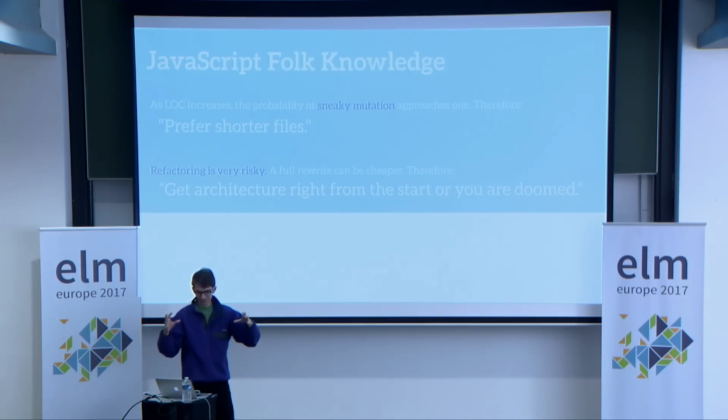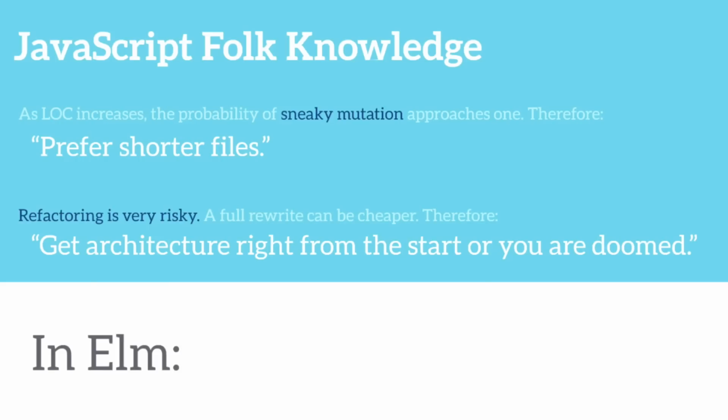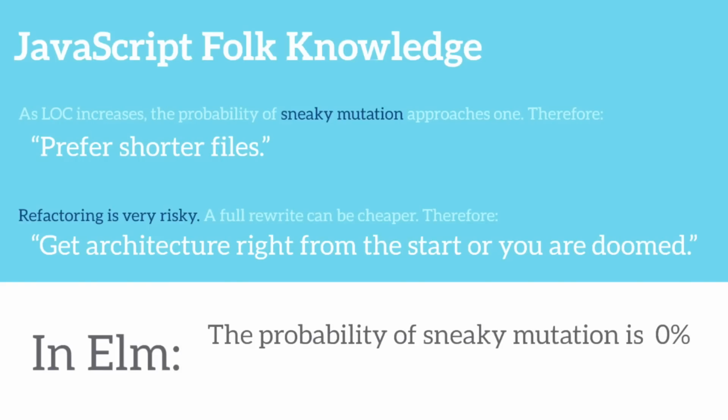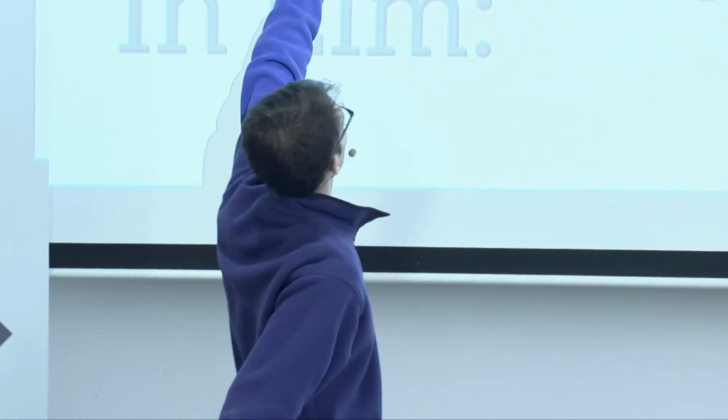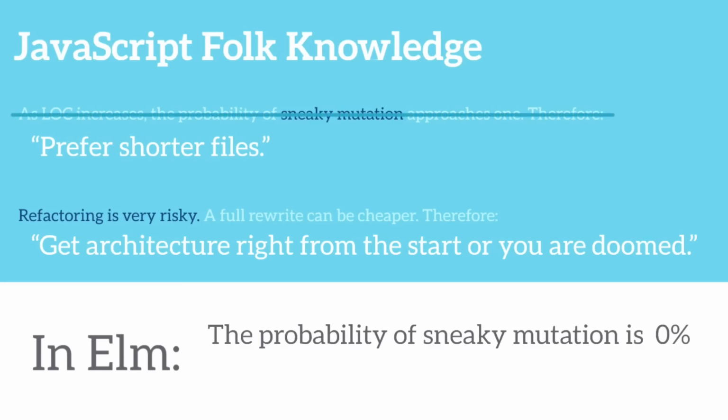So we have these intuitions and habits that grew out of the actual constraints of JavaScript and of the languages we use. But in Elm, the probability of sneaky mutation is 0. If you have 1,000 lines or 10,000 lines, it's just not possible that a value gets shared and suddenly there's spooky action at a distance between these two chunks of code. So this whole premise is gone. And so I don't see how we can draw the same conclusion anymore.